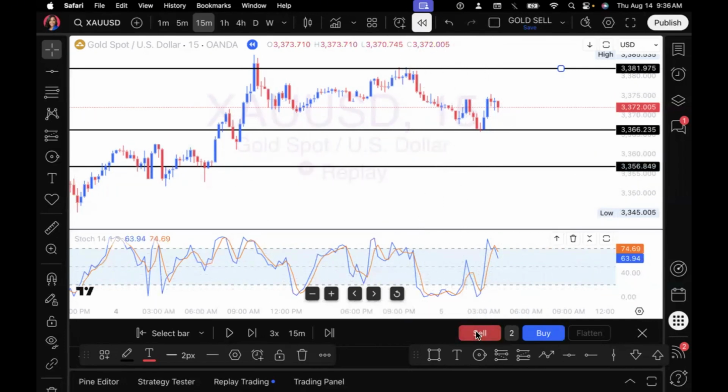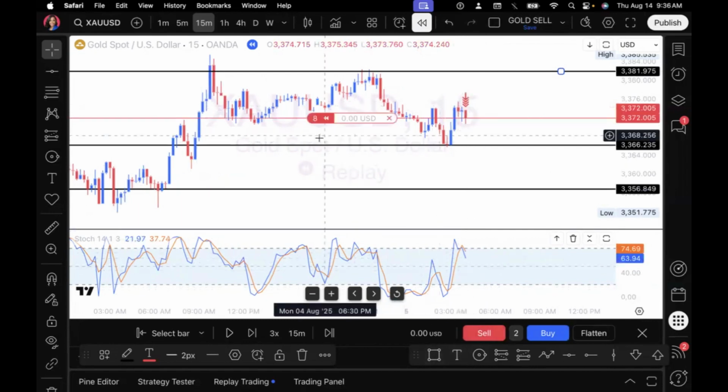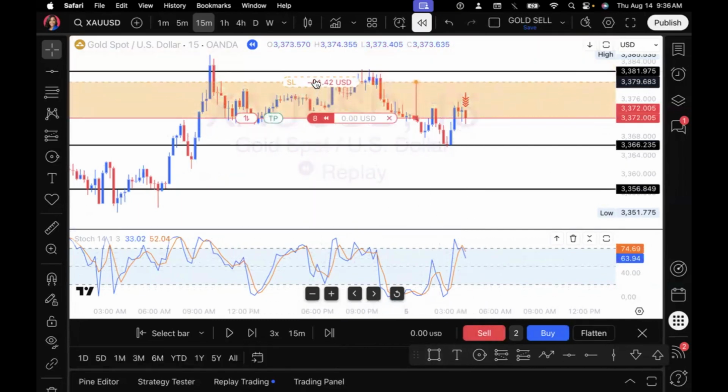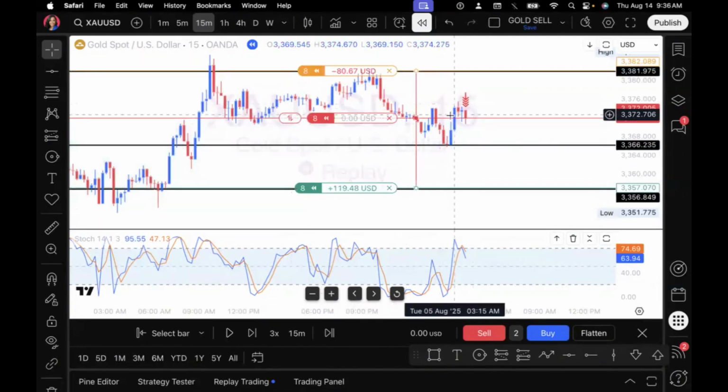Now, again, we are going to use our previous area of resistance as our stop loss. I'm not sure why the cell isn't working. So we're going to use our previous area of resistance as the stop loss, and we're going to use any one of these TPs, right? Simply because we have all of those confirmations on the stochastic.